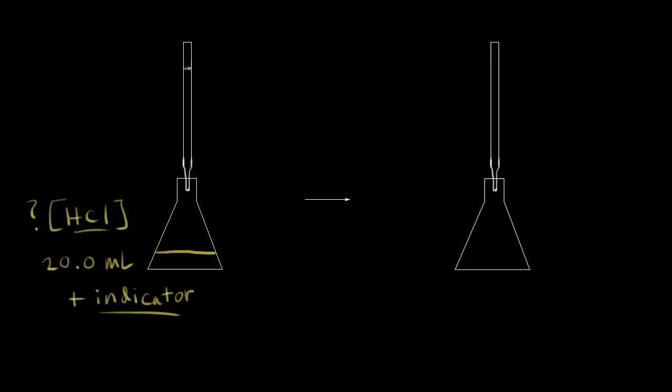Up here, we're going to have our standard solution, right? We're going to have a known concentration of sodium hydroxide. So let's say we have a solution of sodium hydroxide and the concentration is 0.100 molar. And we're ready to start our titration. So we allow the sodium hydroxide to drip into our flask containing our HCl and our indicator.